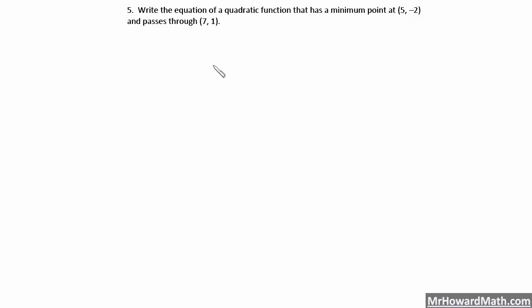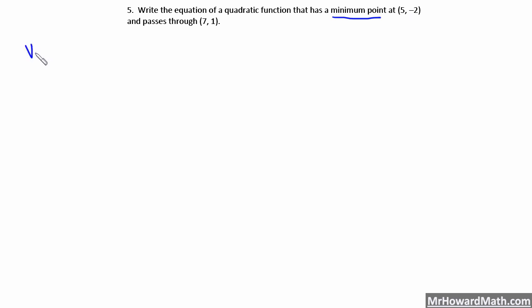All right, here's question 5. Write the equation of a quadratic function that has a minimum point. That's our vertex. If it's a minimum or a maximum point of a parabola, then that's going to be our vertex. So at 5 comma negative 2 and passes through this point.